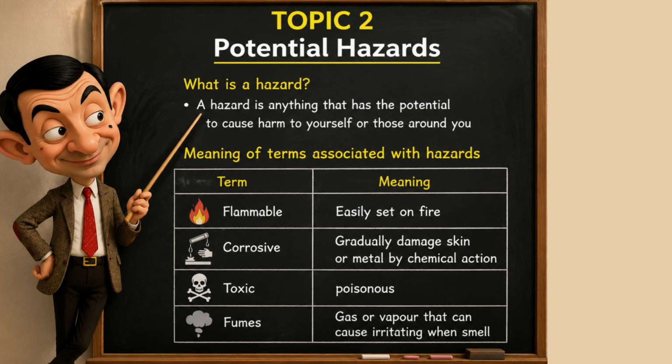3. Toxic. Meaning, a toxic substance is poisonous and can cause illness, injury, or even death if swallowed, inhaled, or absorbed through the skin. Examples in mobile phone repair: battery chemicals from leaking lithium-ion batteries.